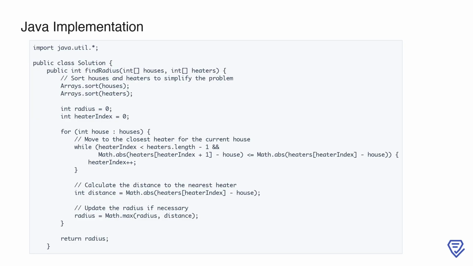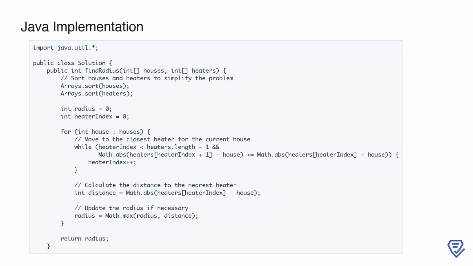Now, we iterate through each house in the sorted houses array. For each house, we determine the closest heater by comparing the distances to the current heater and the next heater in the sorted heaters array. If the next heater is closer to the house, we increment the heater index to move to it. This ensures that for each house, we are always calculating the distance to the nearest heater available at that point.